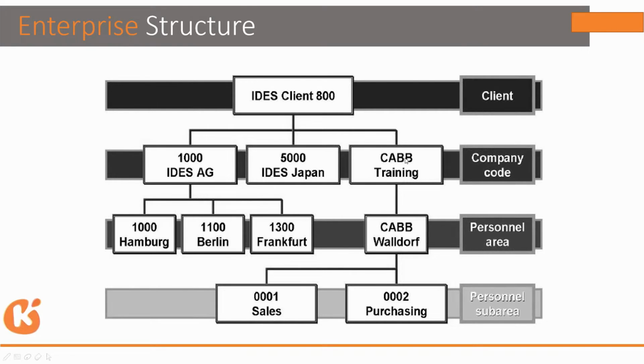And then you can see they have another company with the name Cap Training. Now this company is only involved in training, right? That's the reason they have mentioned it specifically as training. Now you can see here, so this is a client. So here you can see this IDES AG, which is actually a part of Germany. So you have your Hamburg, Berlin, and Frankfurt. Same way you can see this training company, and you can see the person area. They have it in Waldorf, and in Waldorf they have a personal sub area, which is a sales and a purchasing department. So like this, you will have to create a structure in the system, but this structure you'll have to take from your client.